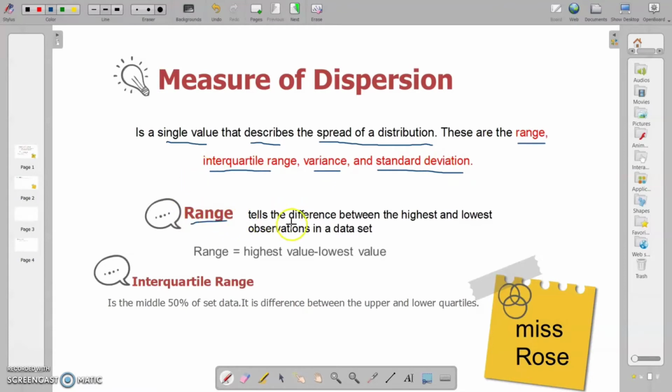The range tells the difference between the highest and the lowest observation in a set of data. So the range equals the highest value minus the lowest value. That is the formula of range. Next is the interquartile range. It is the middle 50% of the data set. It is the difference between the upper and the lower quartiles. So that is the interquartile range.